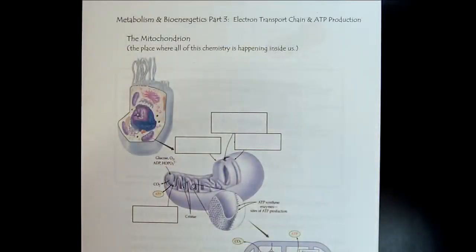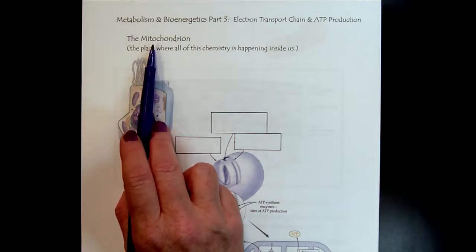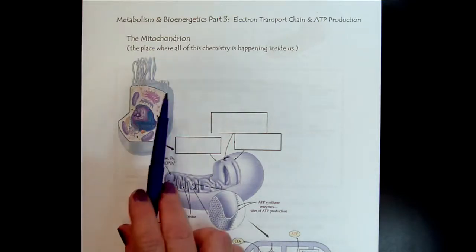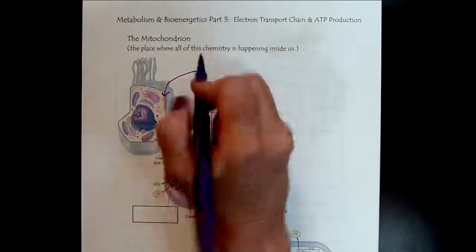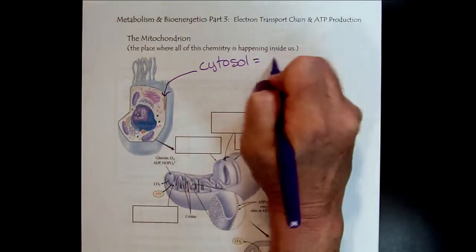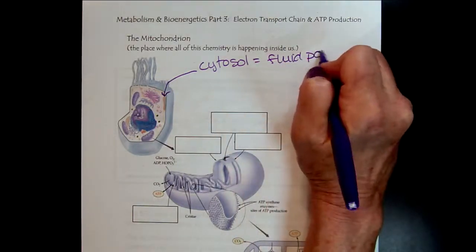So, we're going to have to bring in some biology here because the electron transport chain is happening in the mitochondria of the cell. So let's work our way down into the actual organelle, right? So here is our eukaryotic cell, and remember that the cytosol is the fluid portion of the cytoplasm.